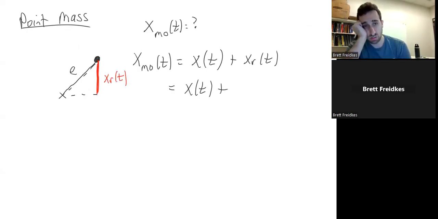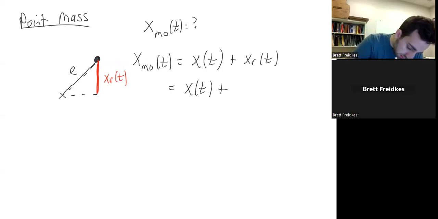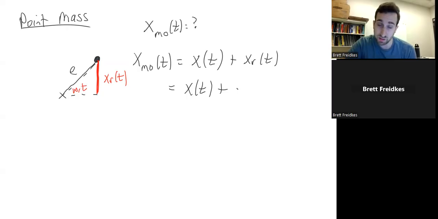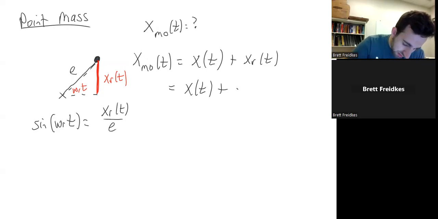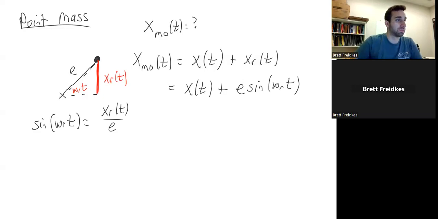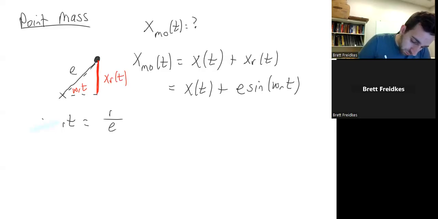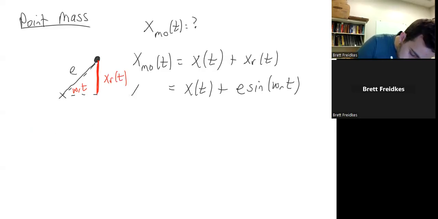Remember, it's spinning around, and its position relative to the center of the box, which is where its axis of rotation is, is going to be based on this angle, omega r t. It's going to be based on the sine of that angle. Sine of omega r t is opposite over hypotenuse. So sine of omega r t is xr of t over e. Therefore, this xr of t ends up just being e times sine omega r t. We'll double check that. Yeah, okay. So that's the position of this mass. We have the position of little m naught.